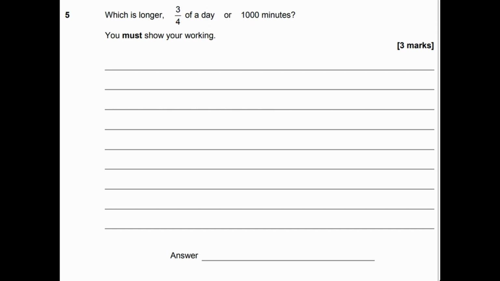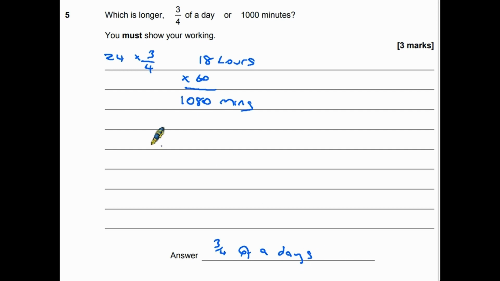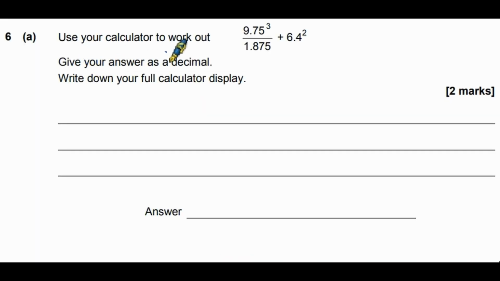Question 5 is asking us which is longer, 3/4 of a day or 1,000 minutes. We need to find out how many minutes there are in 3/4 of a day. 1 day is 24 hours, therefore 3/4 of a day is 18 hours. We know that there are 60 minutes in an hour, so we have 18 times 60, and our answer is 1,080 minutes. So our answer at the bottom here would be 3/4 of a day. It's 80 minutes longer.